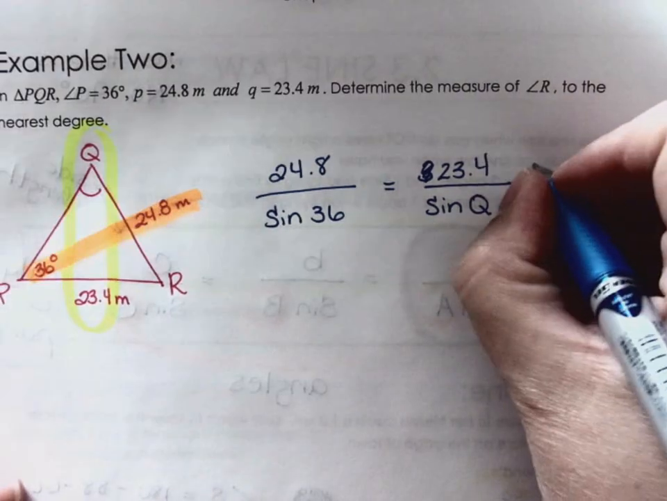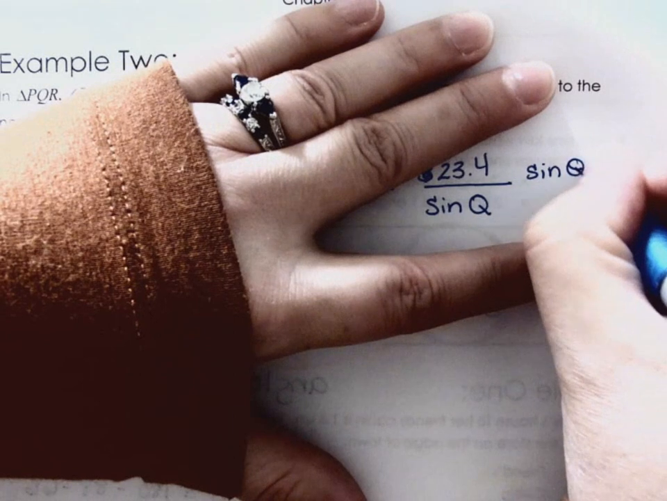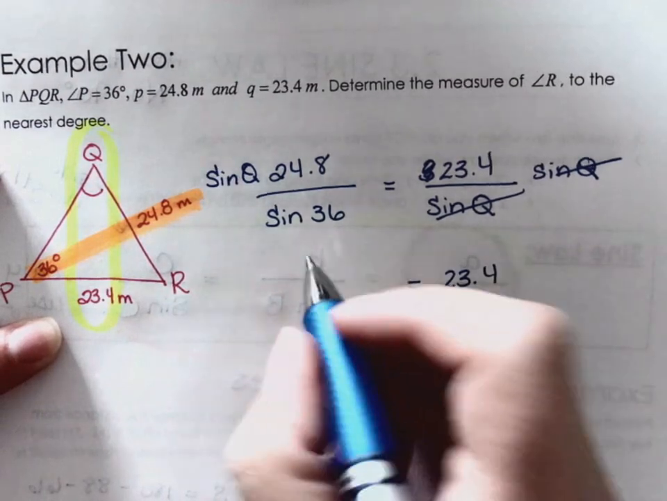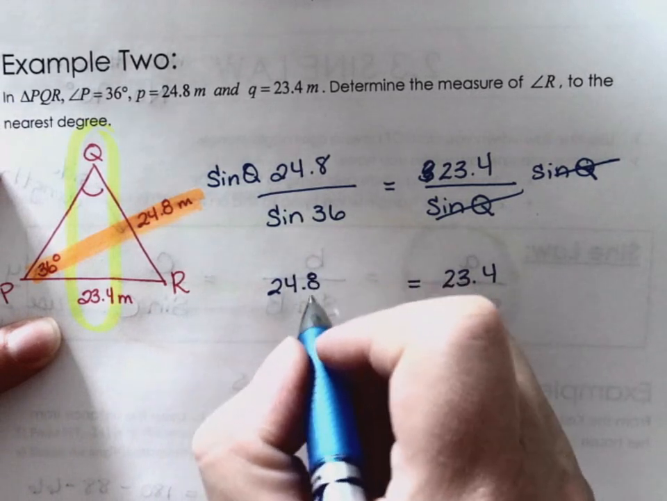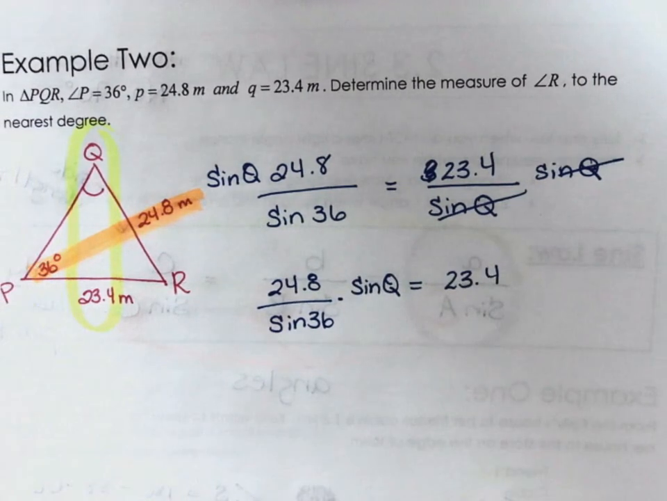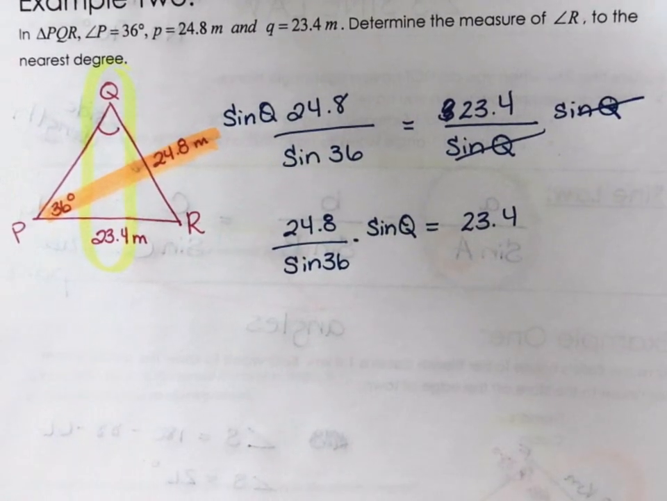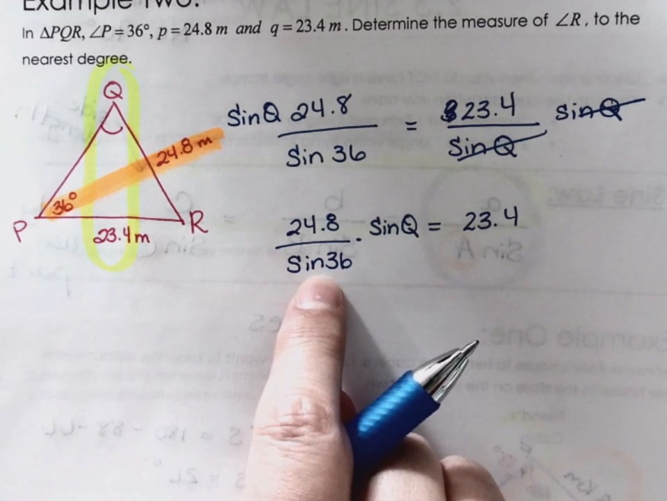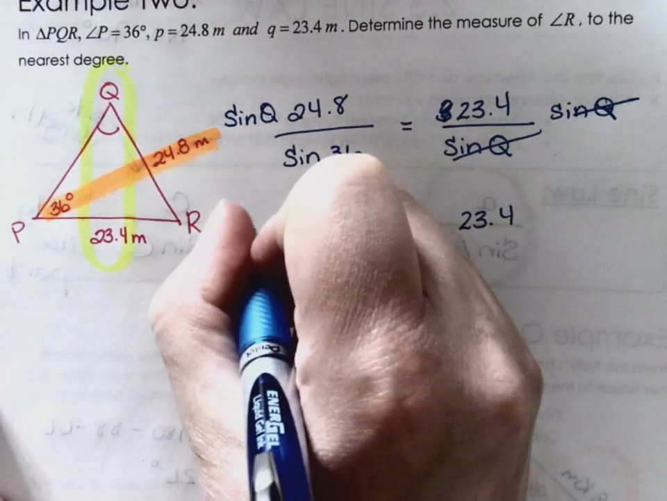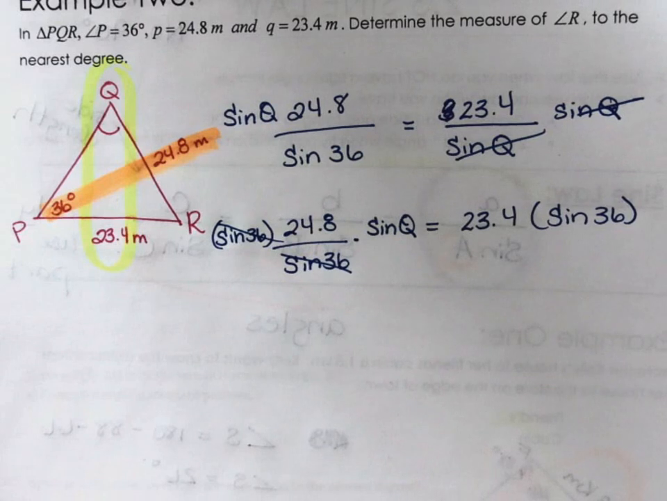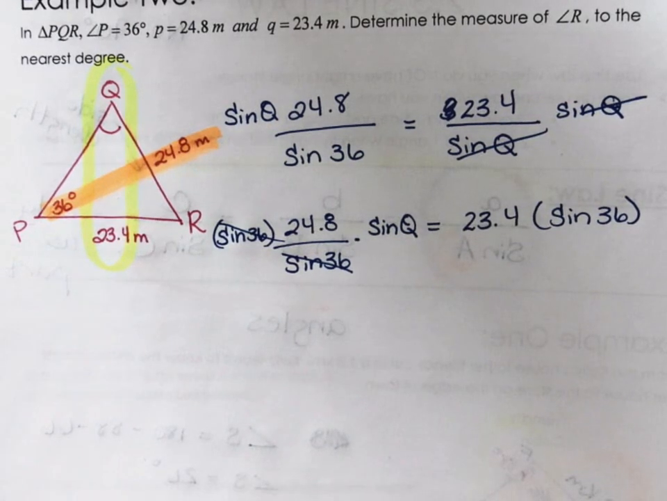I want to get sine Q off the bottom, so I'm going to times both sides by sine Q. So those are gone. So I have 23.4 equals 24.8 sine Q. I just changed them just so we could see them. I want to get sine Q by itself. I want to isolate sine Q. How do I get rid of this divide by sine 36? Multiply. This is just algebra. So those are gone. And now there's a multiply by 24.8. So how do I get rid of a multiply? Divide.